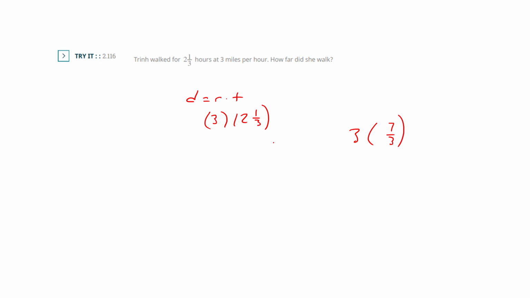Okay, this time it's like 3 over 1, so the 3's can cancel. So I've got 1 times 7. So you do top times top, bottom times bottom, I get 7. So she must have gone 7 miles.